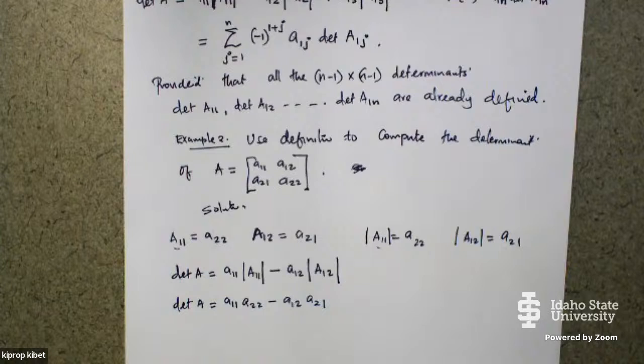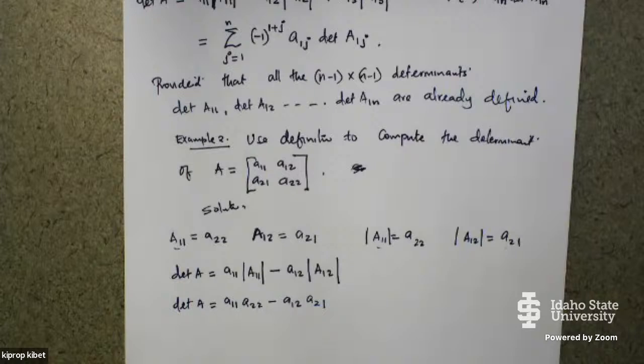And that is the determinant of a 2 by 2 matrix. If we remember, we say determinant of 2 by 2, we multiply this minus this one, right? So it is A11 multiplied by A22 minus A21 multiplied by A12. Was it like that? So we can use this definition to get a determinant.